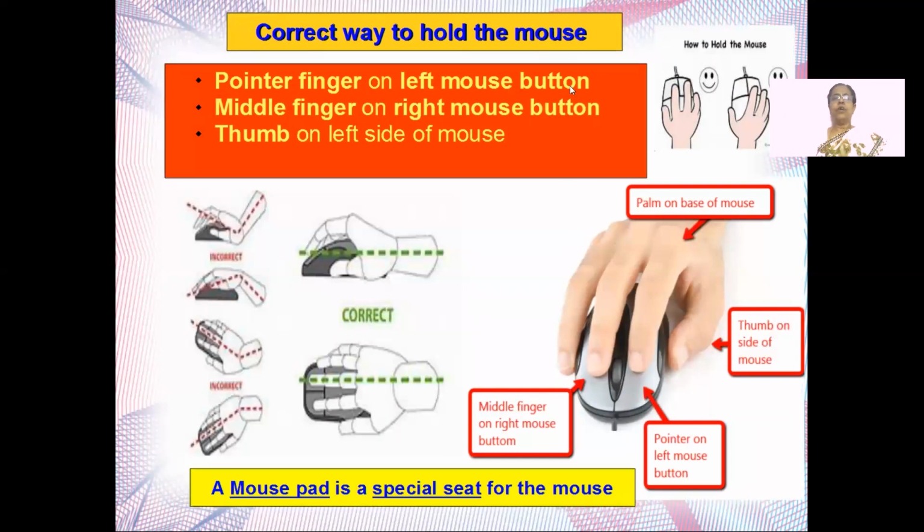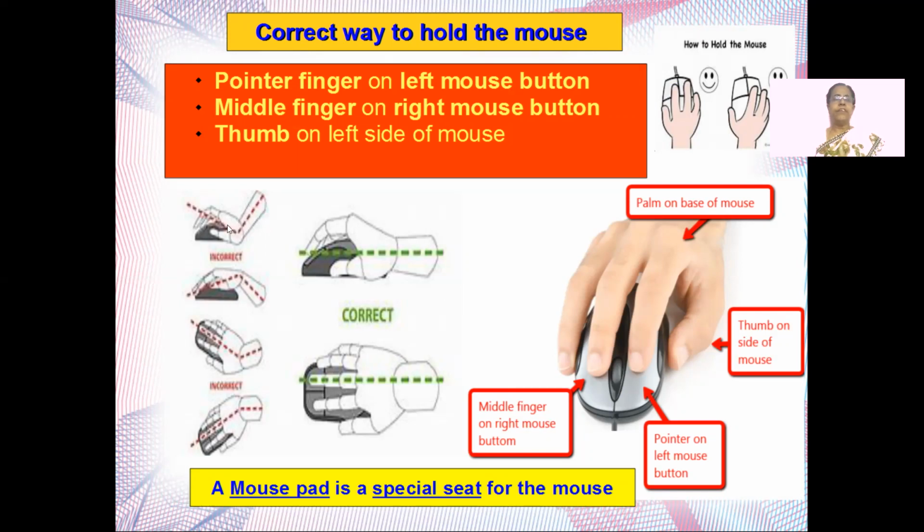Now, the correct way of holding the mouse. The pointer finger on the left mouse button. This is the pointer finger, or you call it your forefinger. This forefinger should be on the left mouse button. The middle finger should be on the right mouse button. And on the side, your thumb should be there. On this side, the little finger, and a little higher is the ring finger. And see your palm, how you should put it? At the bottom of the mouse, your palm should be put.